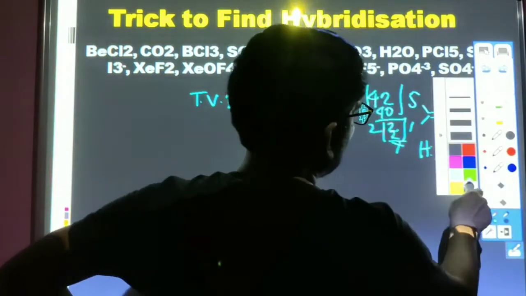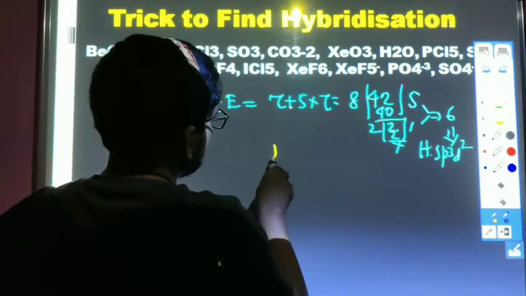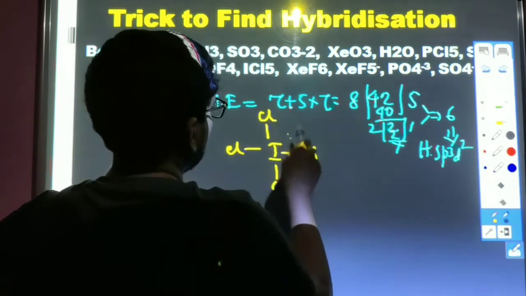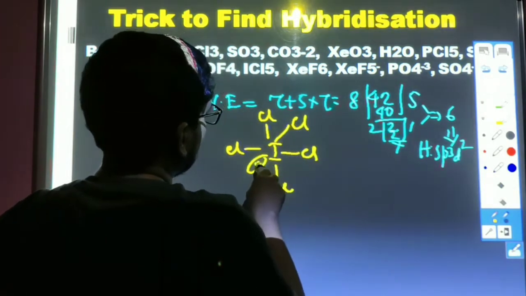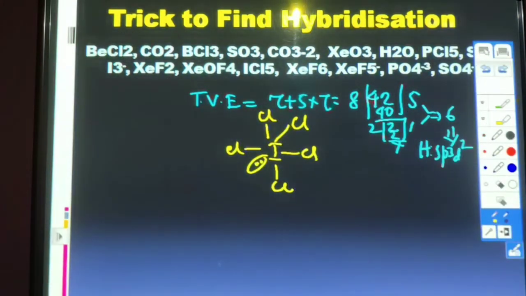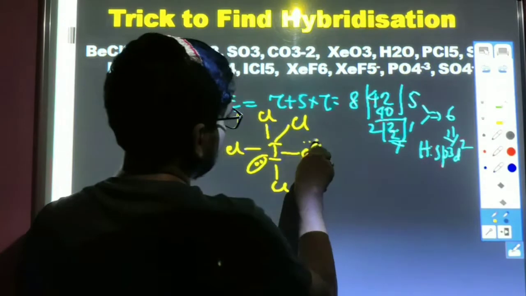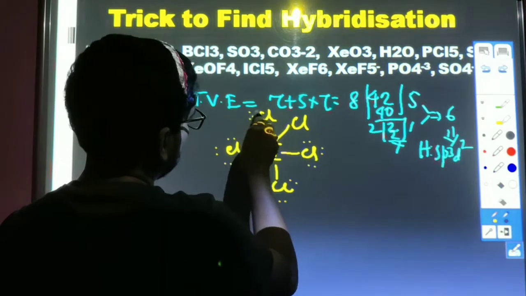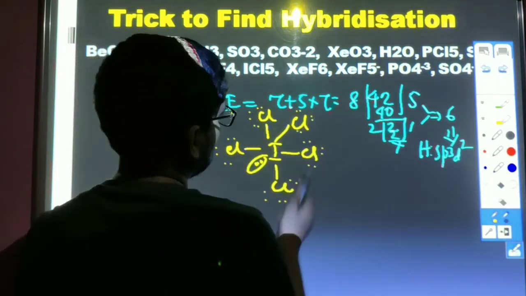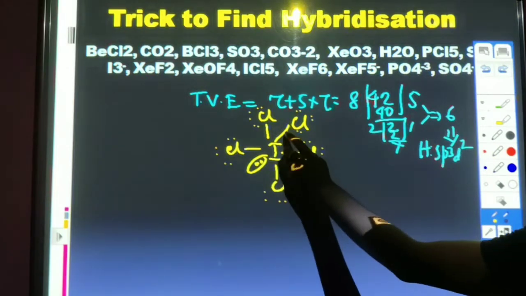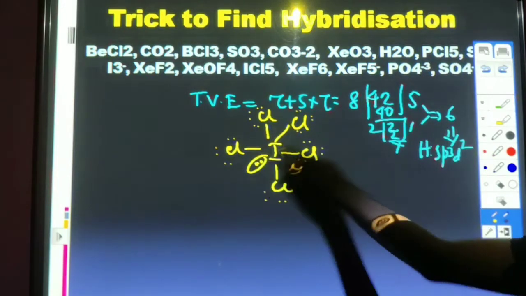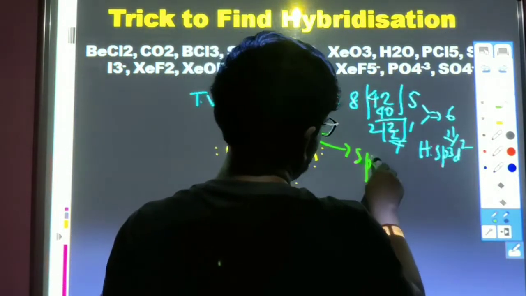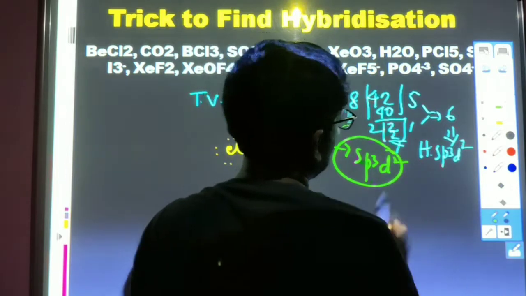How? In order to do so, I draw the structure. I is the center, this is Cl 1, this is 2, 3, 4, 5, and one lone pair. This will be the Lewis structure. Cl will have 3 lone pairs of electrons. So total sigma bonds 1, 2, 3, 4, 5 and one lone pair. So the hybridization in this case will be sp3d2.